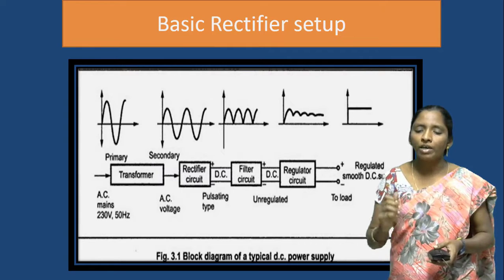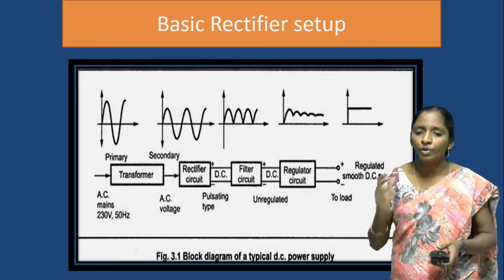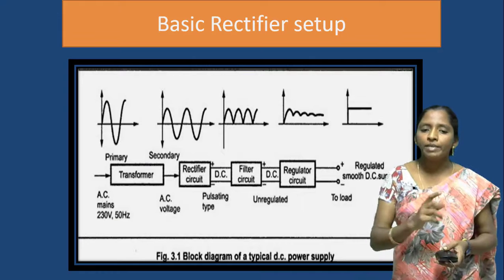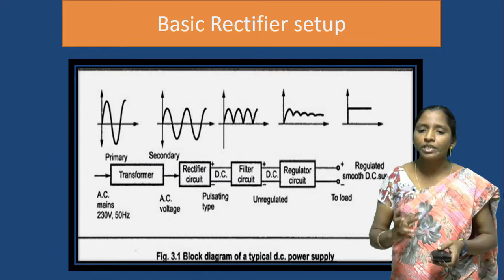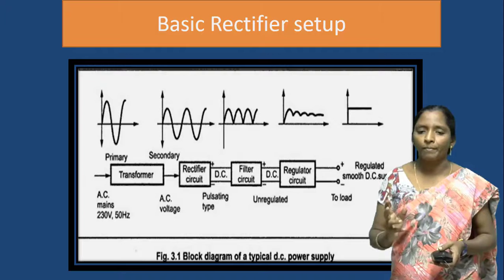The function of the regulator circuit is that it produces a constant output irrespective of the AC mains supply variations or load resistance variations. Irrespective of all these, it is producing a constant output. So that is the function of the regulator circuit. At the output we are getting a regulated smooth DC supply. This is in the form of a horizontal line.